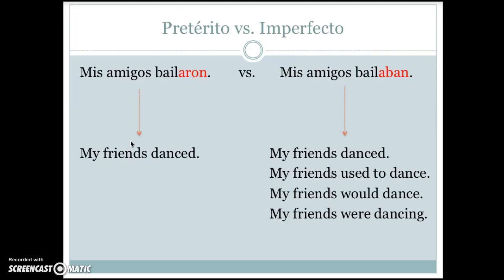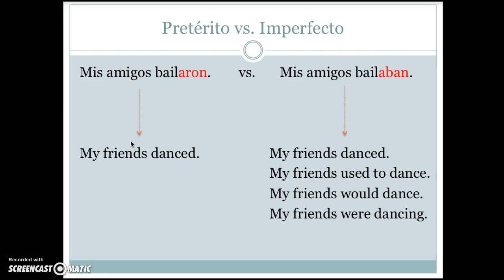The preterite versus the imperfect is hard for us as English speakers because we don't have this distinction in English. We have one past tense. In Spanish, however, there are two ways to express something that occurred in the past, the preterite and the imperfect. So what is the difference between the two?